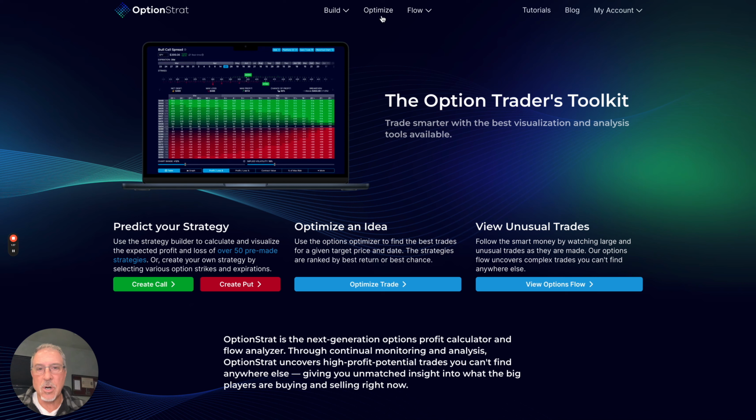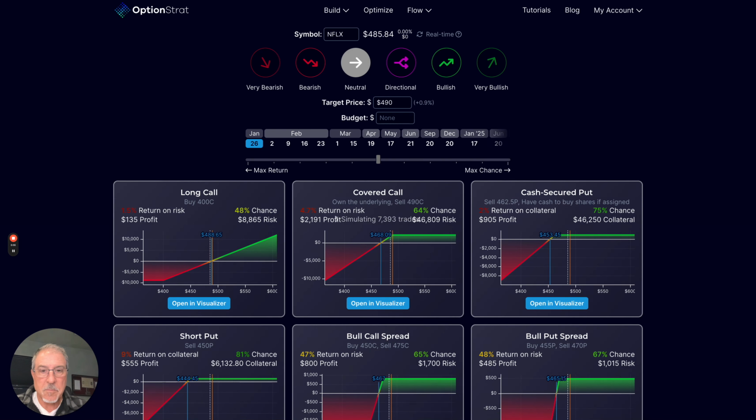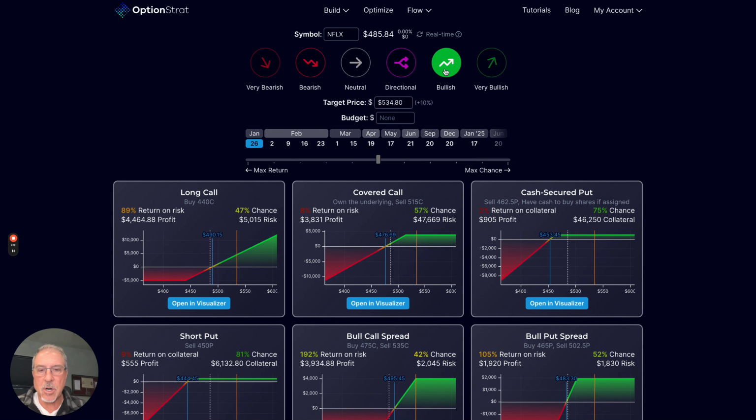Well, if I'm not sure what types of trades to consider, I can come to the Optimize tab. I plug in Netflix and it shows that it's currently trading at 485. And then I can put in what I think the target price of Netflix might be. In other words, what might I think it's going to do? Well, I'm not going to put a massive up move on it, but maybe I'll put 490 on it. Maybe a 1% move. So maybe it's 490 and I am bullish in nature, okay?